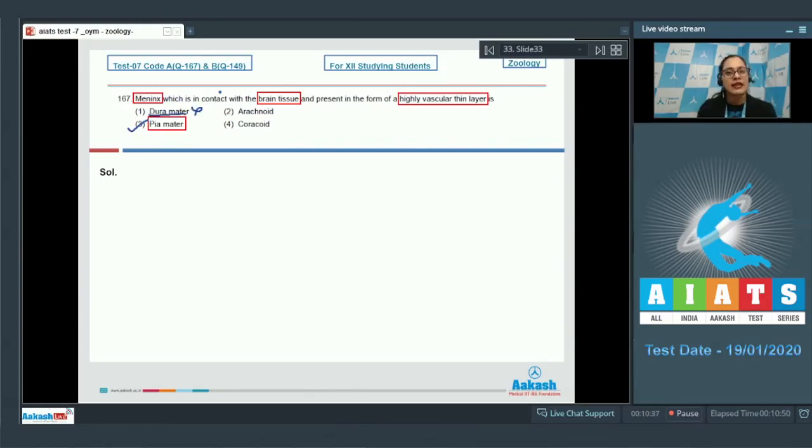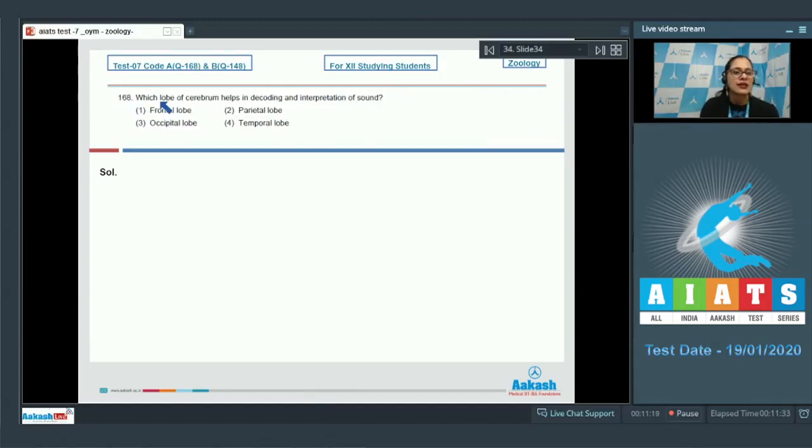Whereas dura mater is an incorrect option, because dura mater is the outer layer of the cranial meninges. It is a thick and tough layer made up of tough fibrous tissue. Option number 2, arachnoid, is an incorrect option, because arachnoid is a very thin middle layer made up of delicate connective tissue. And the last option is coracoid, and this is an incorrect option because it is a structure which is present on scapula. So the correct answer to this question is option number 3. Let's move on to the next question.